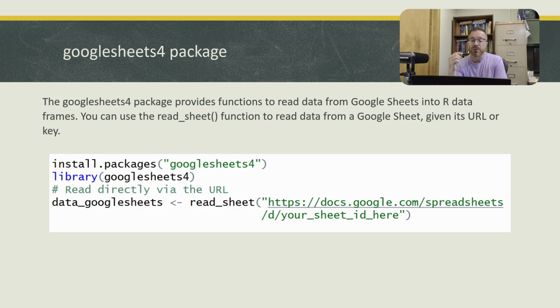So the Google Sheets 4 package, so don't forget the 4, provides functions to read data from Google Sheets into our data frames. You can use the read_sheet function to read data from a Google Sheet given its URL or key. So in this case, again, you would load it up. You would use read_sheets within your quotes. This is where you're going to put the path to your actual Google Sheet. And then, of course, again, there's going to be arguments if it's something like if you need permissions, something like that.